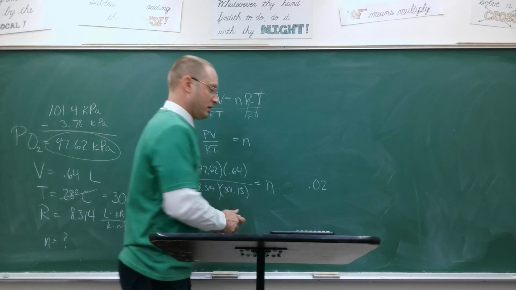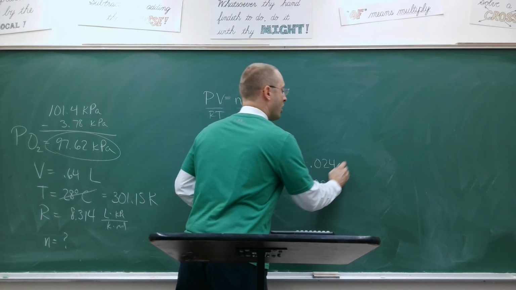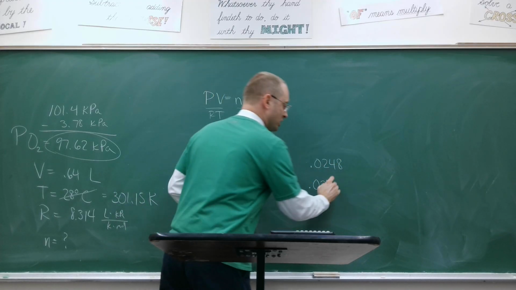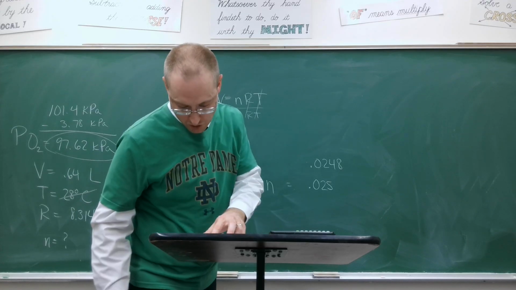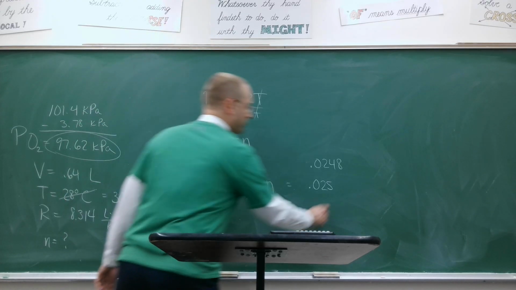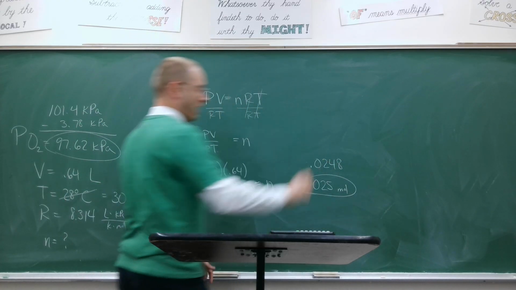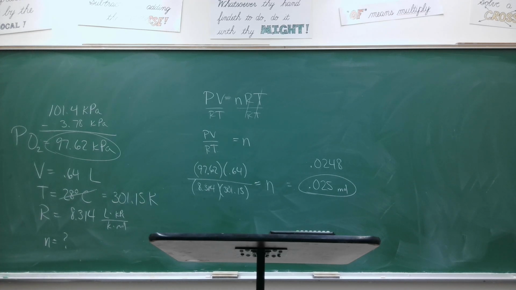Tyler's got something? 0.024876. Okay, 0.02 and 48, so we're at 0.025. Is it 2 sig figs? Yeah, 2 sig figs. So 0.025 moles of oxygen. All right, anyone else get that same number, the 0.025? Yes, no, shake or rattle? Okay, good. All right, Nick's finishing up. You good to go? All right, questions on this problem?